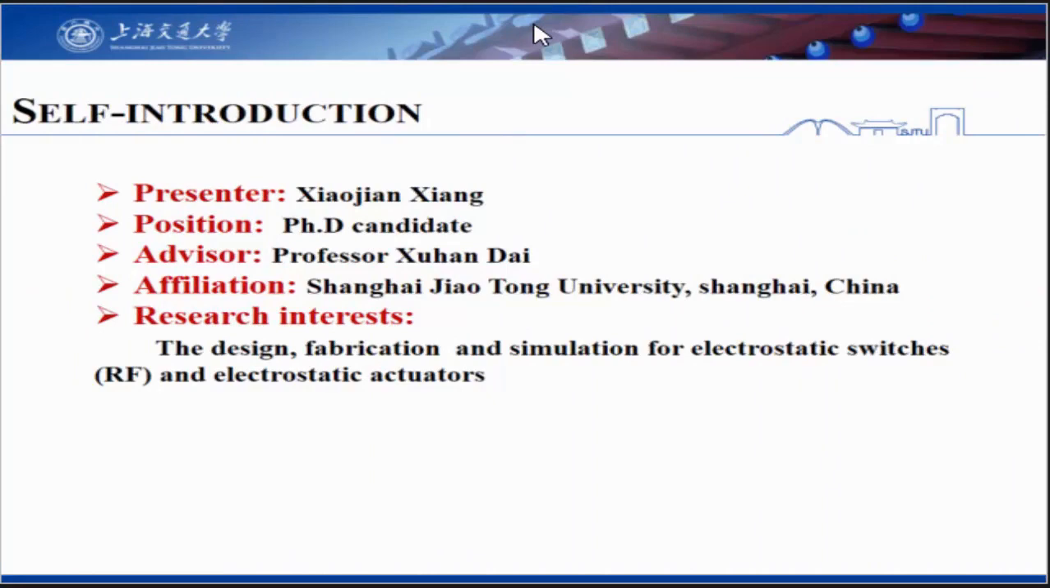I'm Xiaojian from the Institute of Micro Nanoscience and Technology, Shanghai Jiao Tong University. My interests are design, fabrication, and simulation of electrostatic actuators. The topic of my presentation is how to suppress the rebound due to waveform deviation for electrostatic switches.